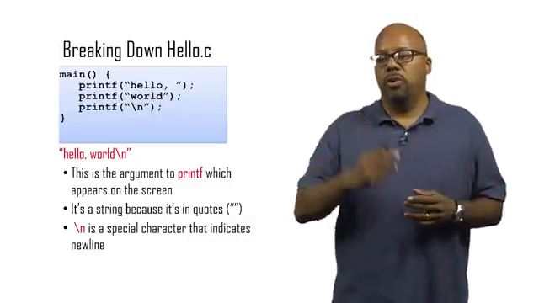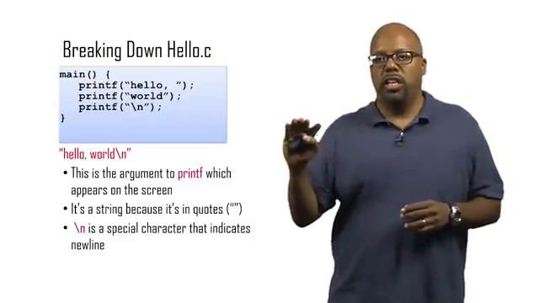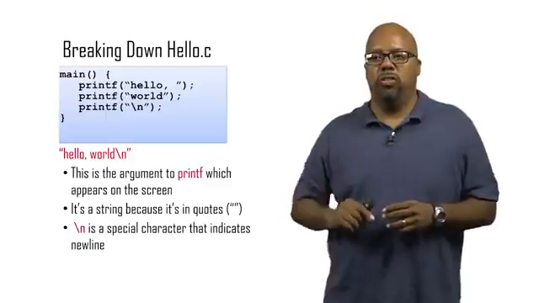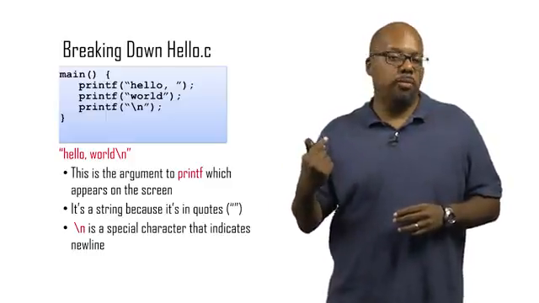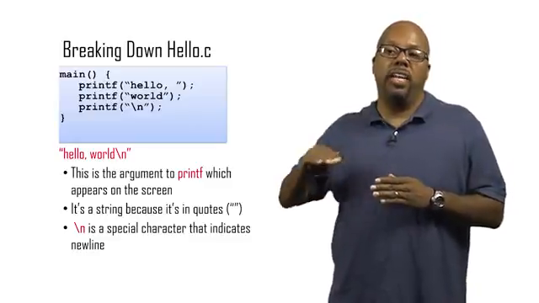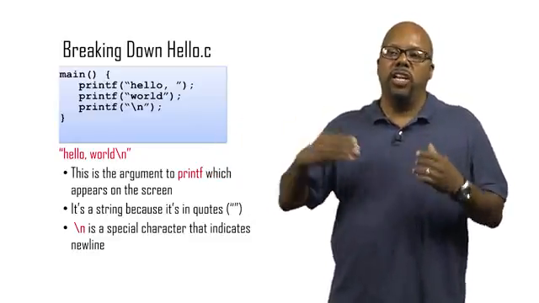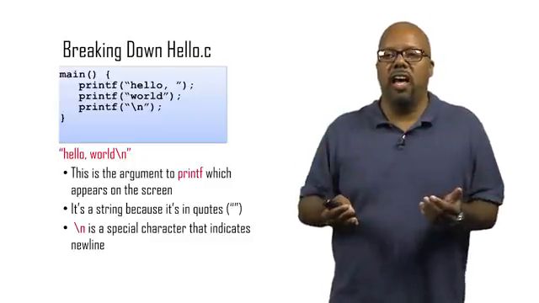So for instance, in the program that we have up here, this main right here, it first does a print hello, then it prints world. But notice that there's no \n in between. So what that means is it'll print hello, and then on the same line it will print world, because we didn't put a new line. Then it prints a new line, so anything else we print after that would be on the next line.